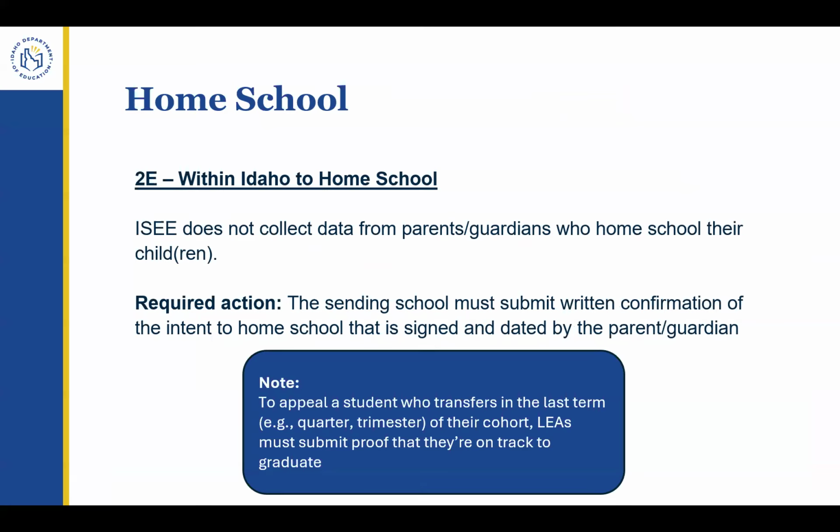All right, let's talk about homeschooling. So you'll use the 2E exit code when a student transfers out to be homeschooled. To remove the student from your cohort, the sending school must have written confirmation of intent to homeschool signed and dated by the parent or guardian. The department has created an intent to homeschool template, and we strongly encourage you to use it in these situations. It's important to also understand the difference between true homeschooling and students who are using an online or virtual program. These are not the same, and reporting needs to reflect that distinction.